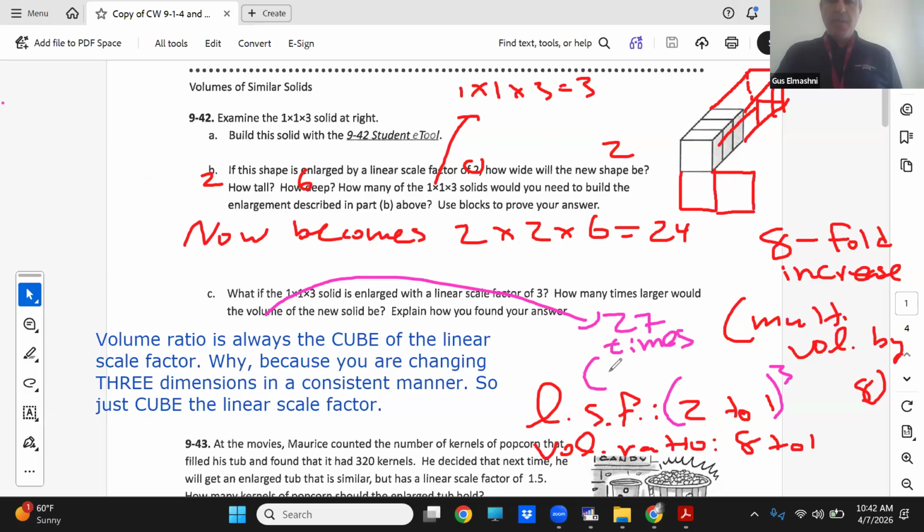Because you're doing 3 raised to the third power. So that's it. So you need 27 of those. Because you're doing 3 times 3 times 3, which would wind up becoming 27. If the volume was 3 originally, now it becomes 81. Clearly multiply the original volume by 27 to get to the new volume. So now it's 27 times. Okay, hopefully that makes sense.